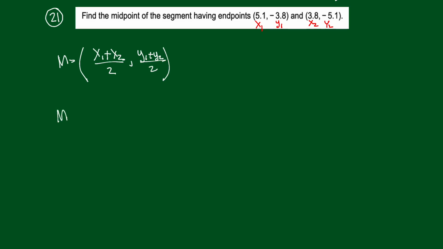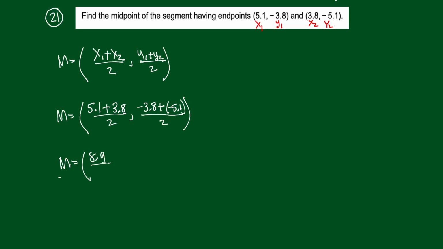Let's put our numbers in, see where it takes us. So it's going to be this point here. First x is 5.1 plus the second x, which is 3.8, all over 2. And the y's, the first y is negative 3.8. Add it to, oh, they've just mixed these numbers up here, that's all. A negative 5.1 all over 2. All right, let's add these together. So this will give us, now 5.1 and 3.8 is going to be 8.9 over 2.